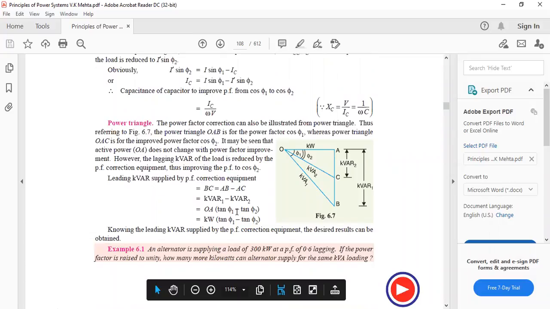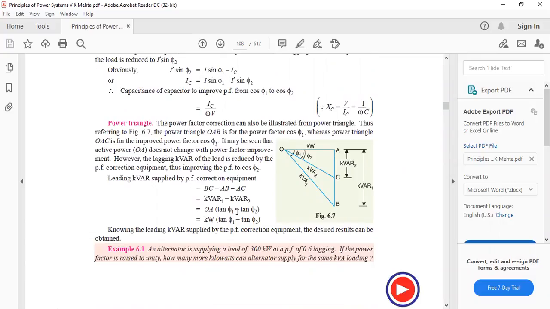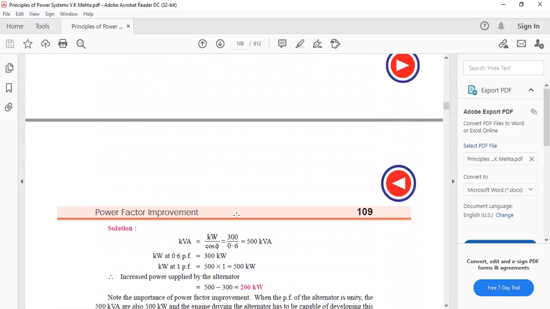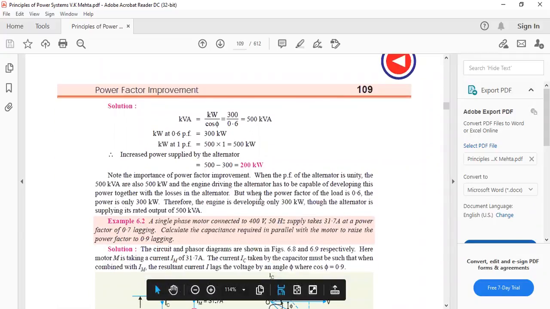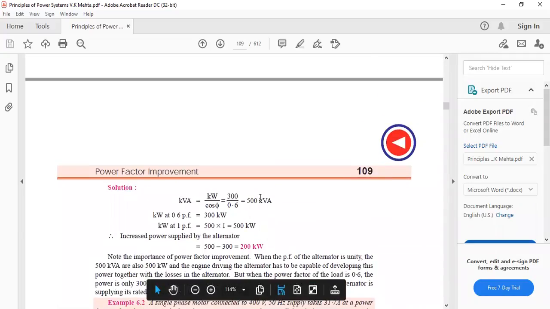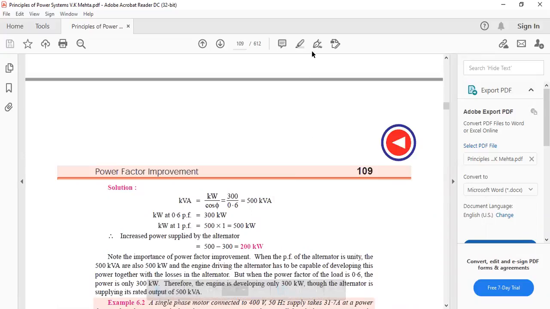So the leading kVAR supplied by the power factor correction devices, you should remember this formula, which is equal to kilowatt into (tan phi 1 minus tan phi 2). Next, in the next class, we can discuss a few more problems and voltage control techniques. Thank you.